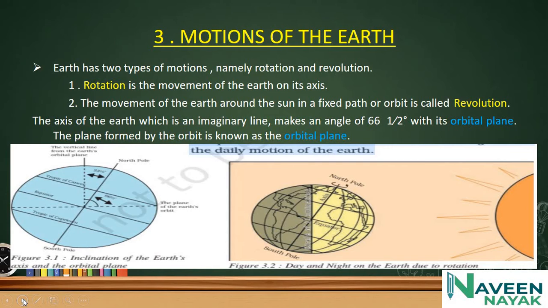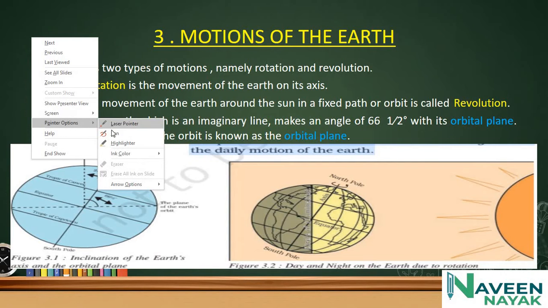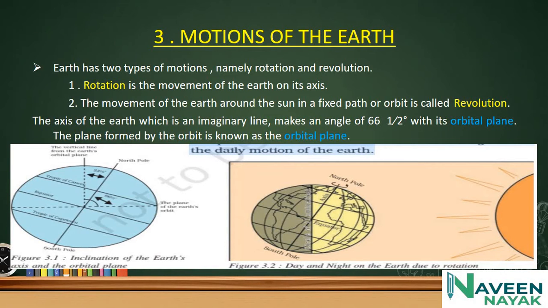In today's class, we will learn the motion of the earth. This is the third chapter in NCERT 6th class. The earth has two types of motion, namely rotation and revolution. Rotation is the movement of earth on its axis. The movement of earth around the sun in a fixed path or orbit is called revolution.